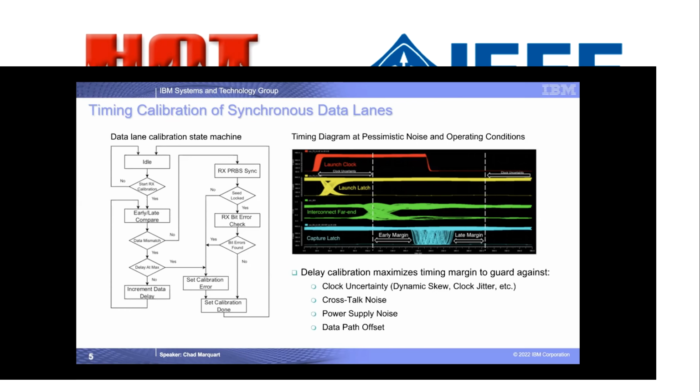During calibration, a pseudo-random bitstream, or PRBS, pattern is propagated across the interface, where the values of the early mode and late mode latches are checked across each unit interval, or UI, in the pattern. The delay of the data path is incremented until the captured PRBS patterns are an identical match for both the early mode and late mode latches.